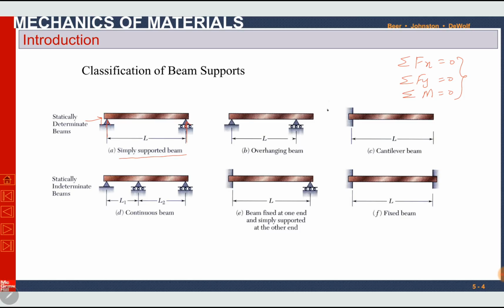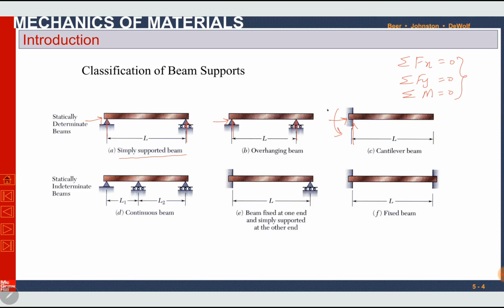Similarly, for an overhanging beam, there are 2 reaction forces at the pin support and 1 reaction force at the roller support. Again, 3 unknowns can be calculated from 3 equations of equilibrium. For a cantilever beam, there are two reaction forces and one moment, a total of 3 unknowns, and we can find them using 3 equations of equilibrium.